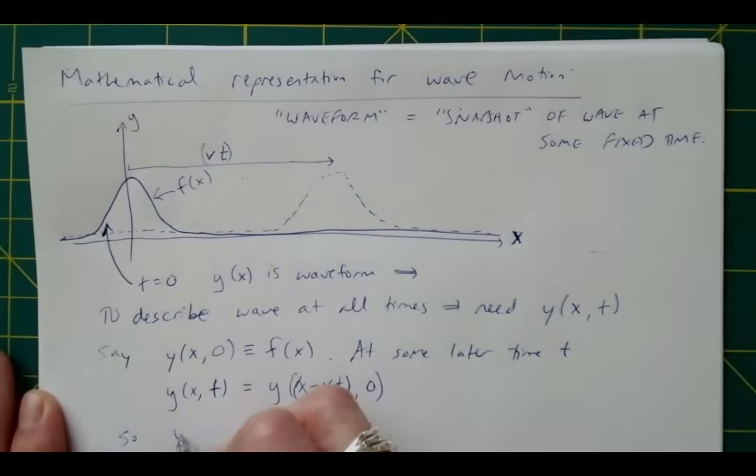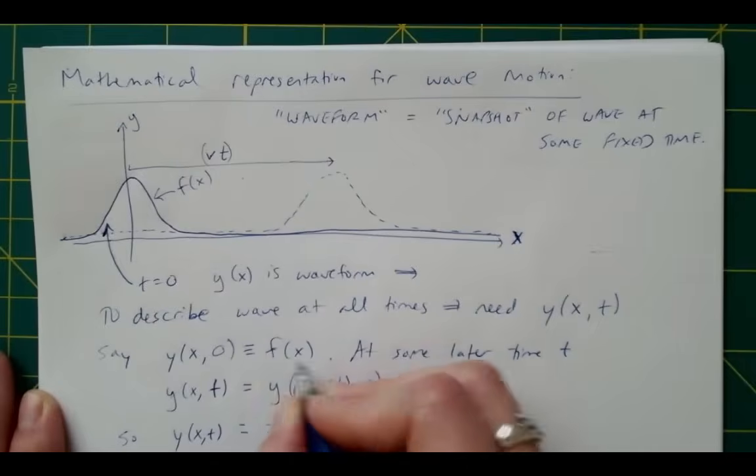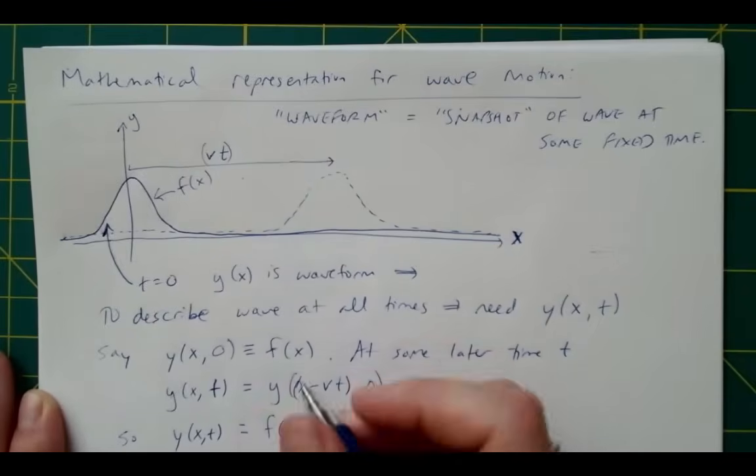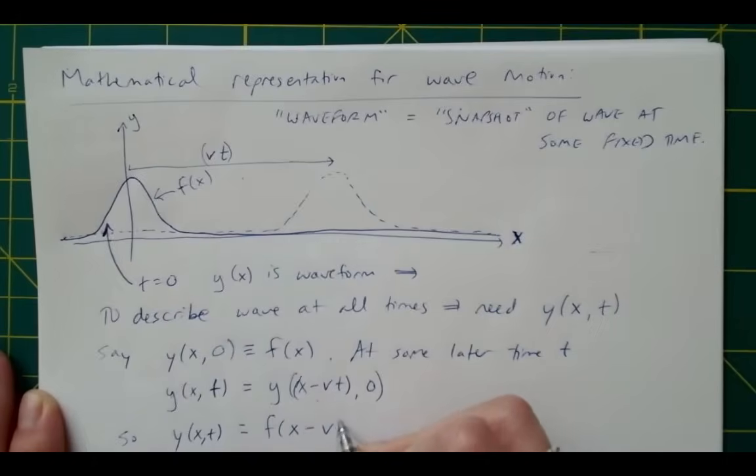So what that lets us conclude is that y as a function of x and t is going to be equal to f of x, the same exact function, except with x minus vt. So it'll be shifted to the right. And this is, again, if it goes to the right in positive x.